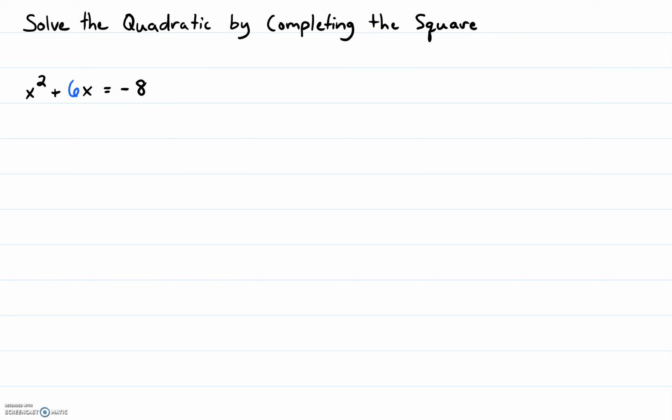The second step is to identify what your linear term is. By linear term, I just mean the term that involves the x. Here we have 6x. That's going to be our linear term. You're going to look at that because that's going to tell you what you're going to add or subtract to each side when you actually complete the square. So we're going to look at that 6. When you pick out whatever the linear coefficient is, in our case 6, you want to divide it by 2.